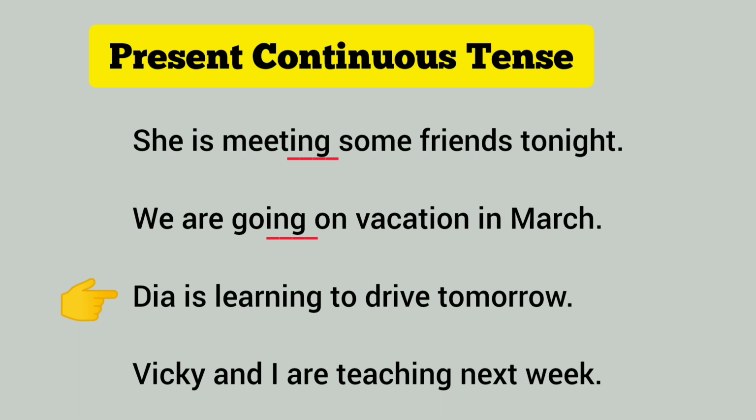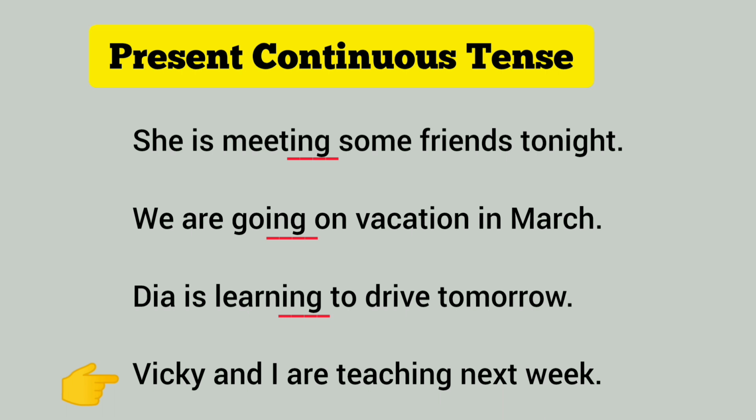Dia is a subject and the subject pronoun is she. So we are using is and we added ing to the verb learning because it's the near future, tomorrow. Vicky and I are teaching English next week. Now notice that the subject is Vicky and I and the subject pronoun is we.